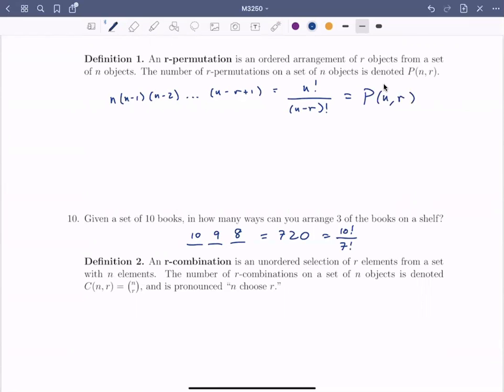Okay, so this is important enough, I want to put this in a little box here. Okay, so that's n permute r. That's our formula for it.